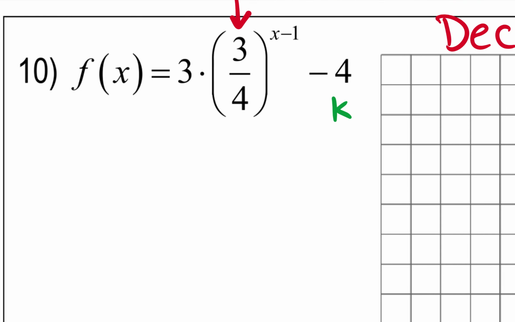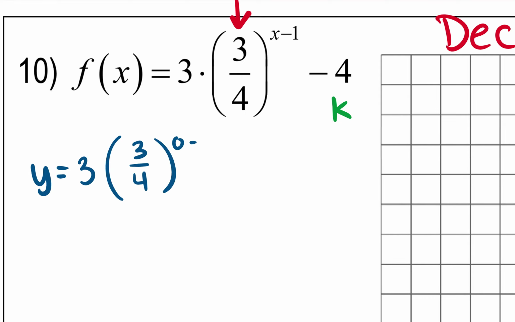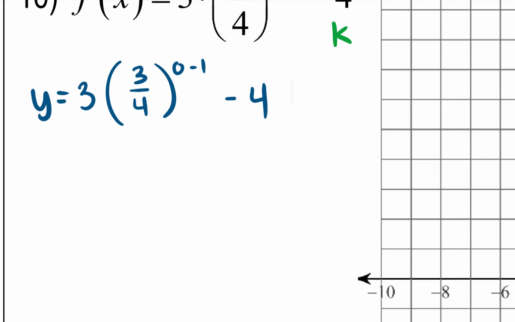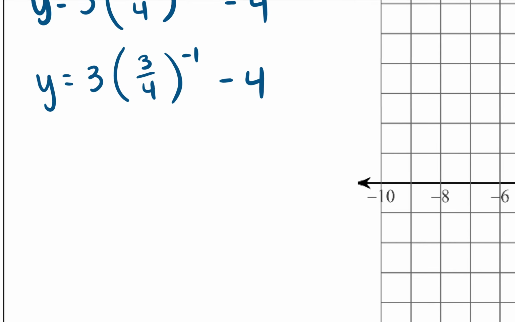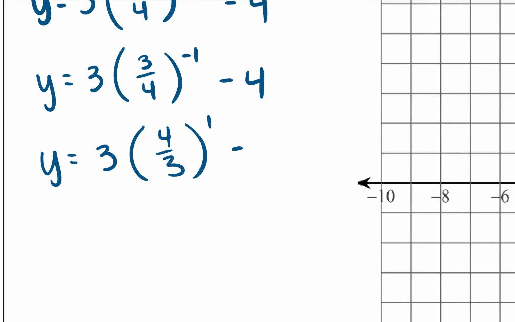Alright, to get the y-intercept, remember I change my x to 0. So I have y equals 3 times 3/4 to the 0 minus 1, minus 4. So I do 0 minus 1. I get 3/4 to the -1, minus 4. Remember, the negative flips the number. So I'd have y equals 3 times 4/3, minus 4.